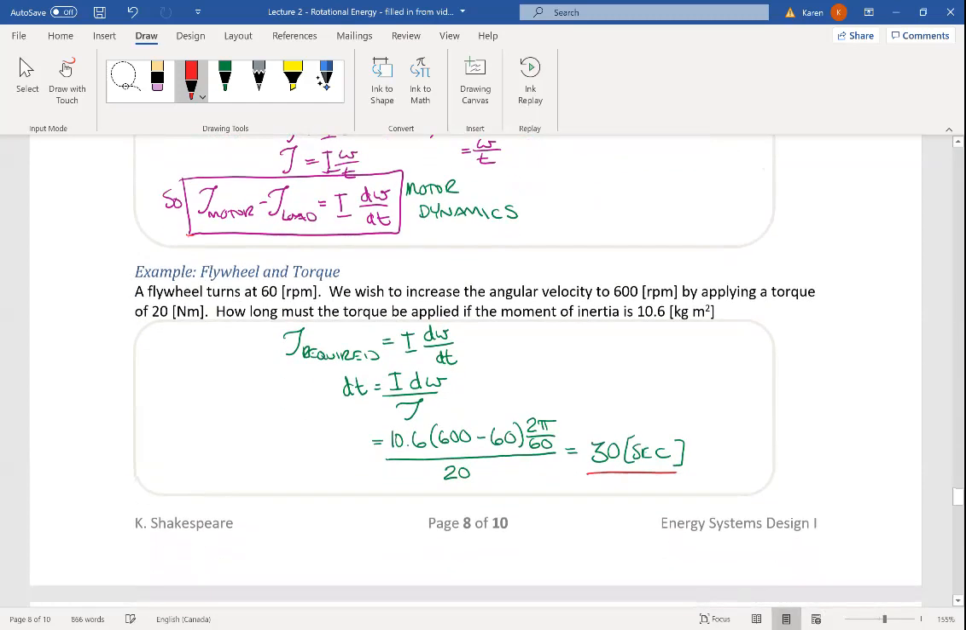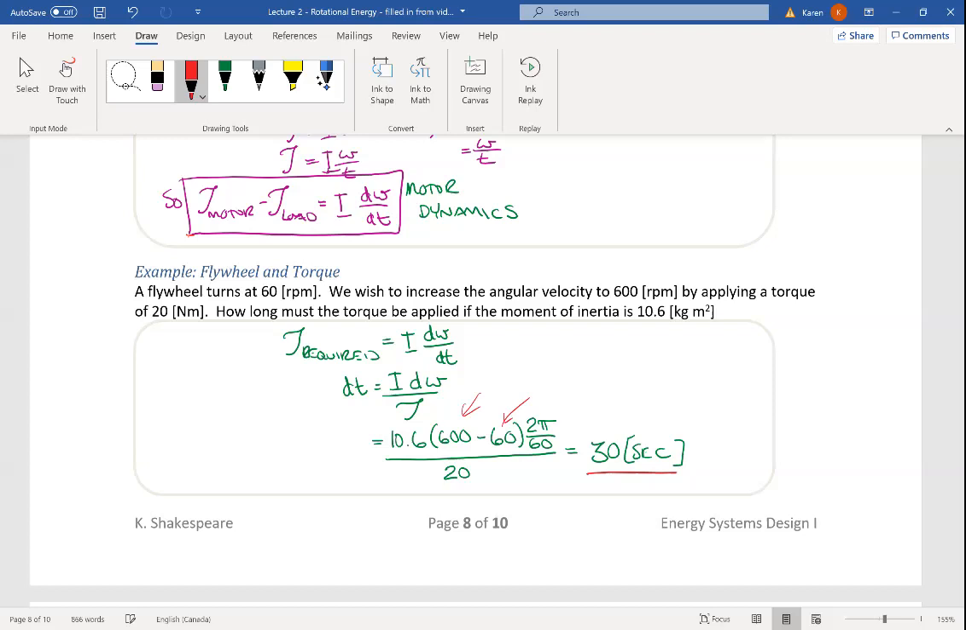So here we're going to look at a flywheel again, but we're not just going to calculate the moment of inertia. We're going to use what we know about the torque, and we're going to see how long it would take to increase the speed, decrease the speed, or turn off or turn on a system. In this case, we want to increase the angular velocity to 600. So it was at 60, and we want to increase it to 600. So you can see where this is an applicable type of question.